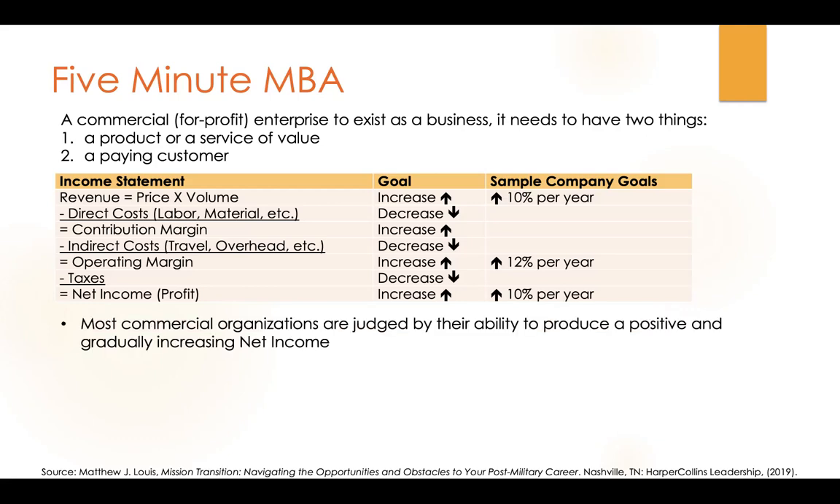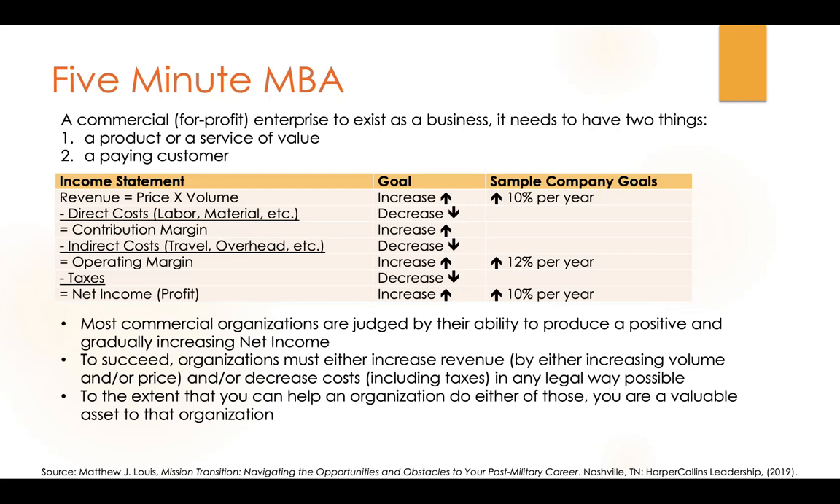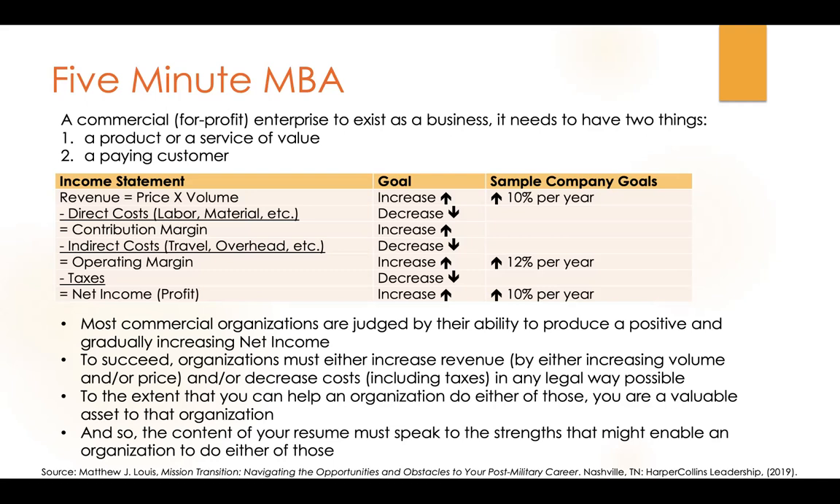So why does this matter? Well, most organizations are judged by their ability to produce a positive and increasing net income quarter over quarter, year over year. To succeed, these organizations have to either increase revenue or decrease costs in any legal way that they can do that. And so here's the kicker. To the extent that you can help an organization do any of these things to impact any of these line items in this chart, you are seen as a valuable asset to that organization.